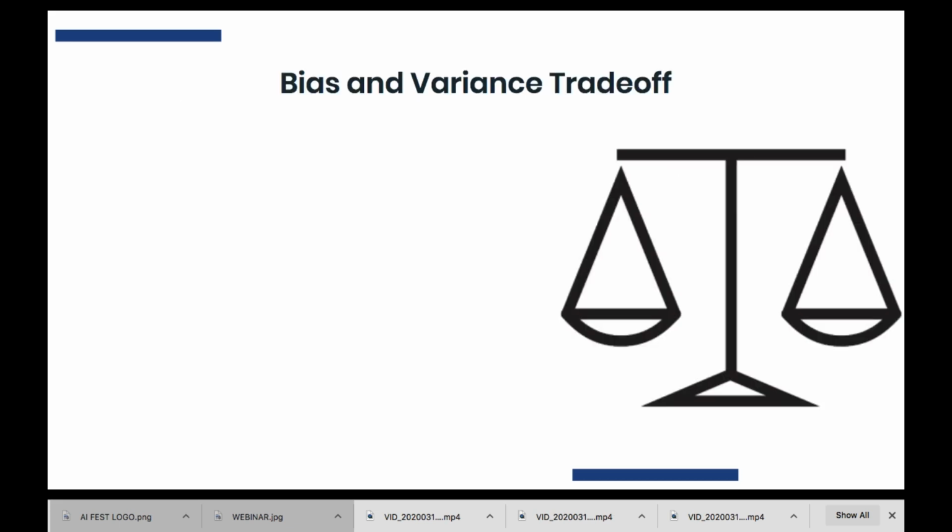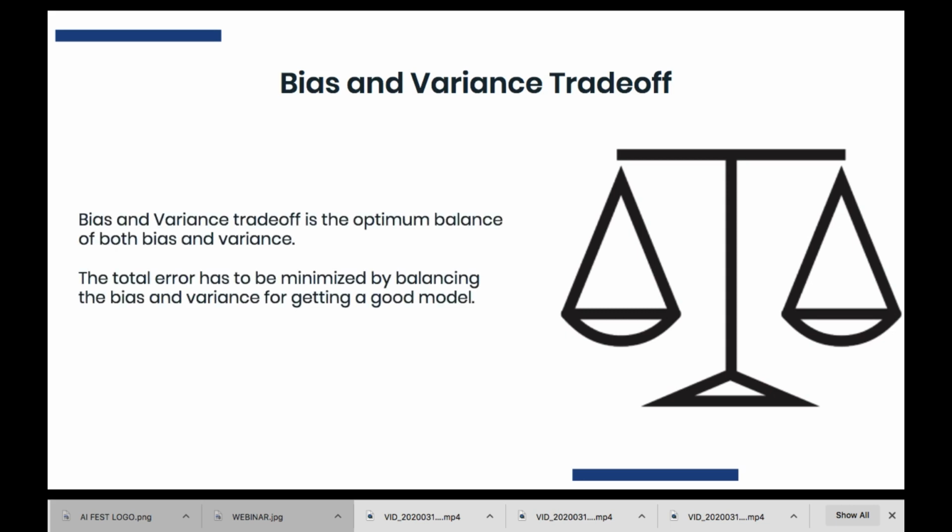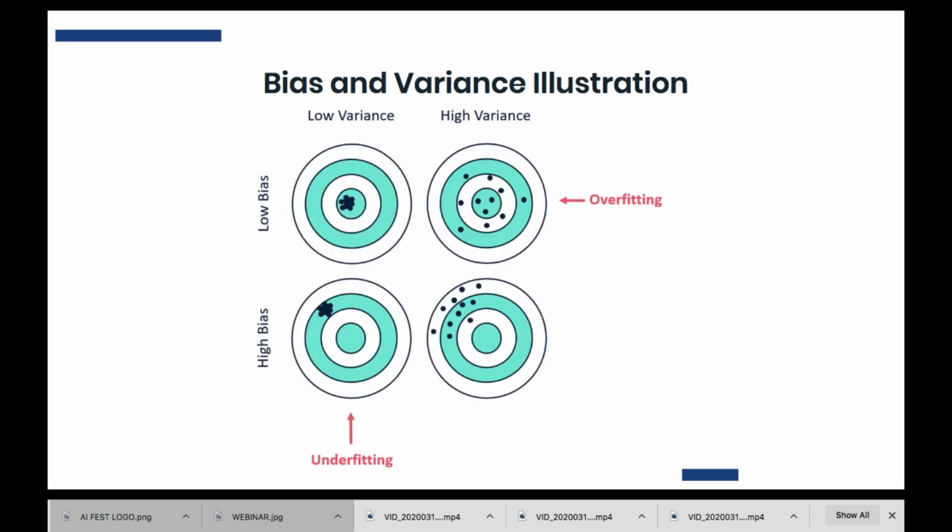Now let's look at what we call the bias and variance trade-off. The optimal bias and variance trade-off is the optimal balance of bias and variance. In the trade-off, you need to understand that total error needs to be minimized. To build a good model, you need to minimize total error. To find total error, we use the formula: bias raised to the power 2 plus variance plus irreducible error. Let's look at the illustration for bias and variance.